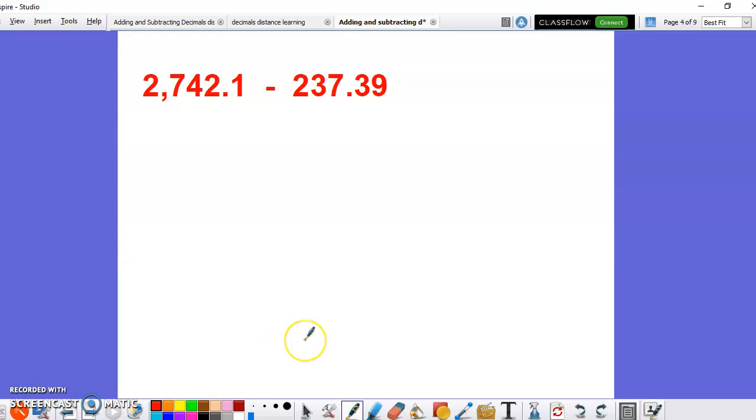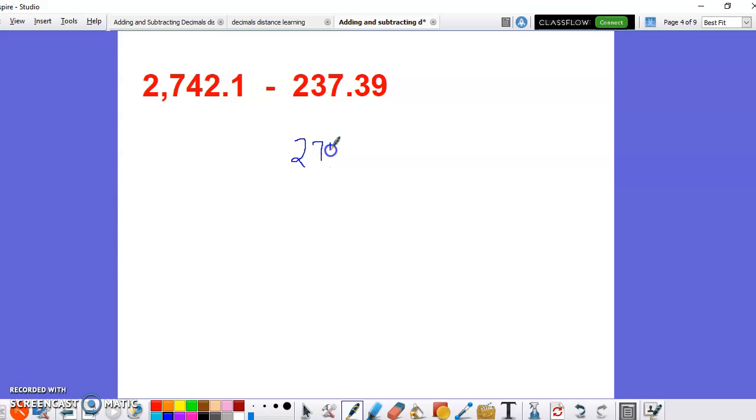Going through, so we'll practice on this one right here. This is a larger number, and we still add and subtract just the same. This one, 2,742 and 1/10 minus 237 and 39/100ths. So my larger number, of course, is this 2,742 and 1/10. So I'm going to put that here.